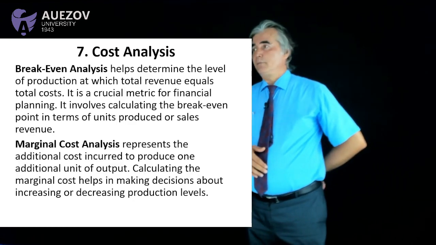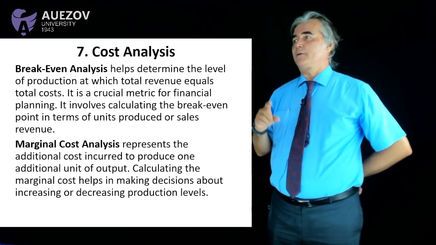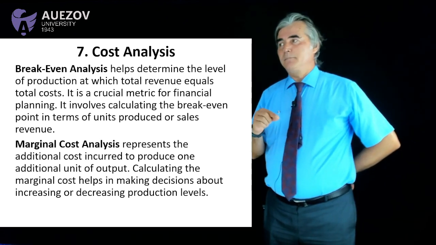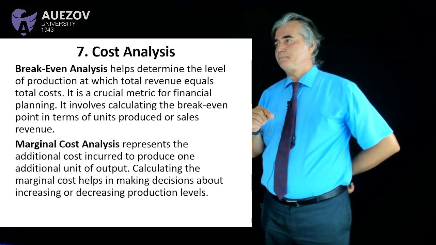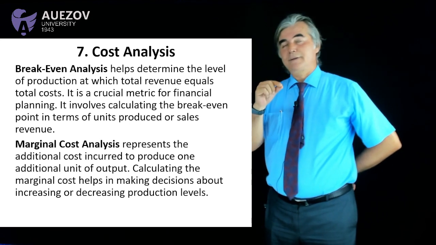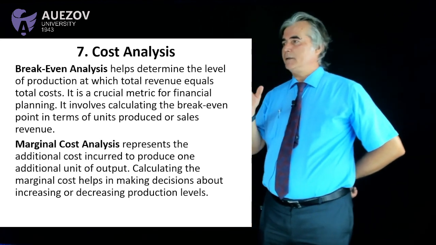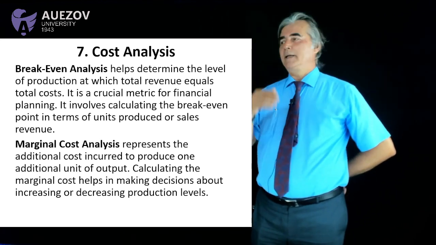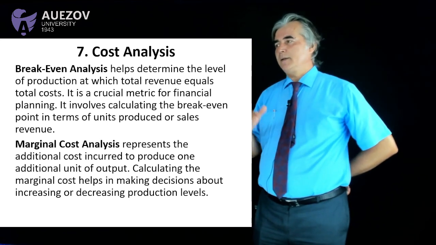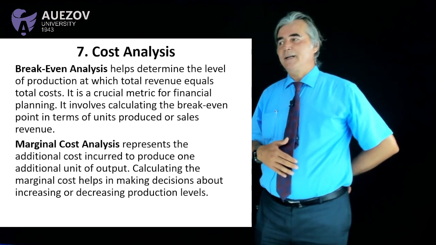Break-even analysis is also important and helps in determining the level of production at which total revenue equals the total cost. It is a crucial metric for financial planning. It involves calculating the break-even point in terms of units produced or sales revenue. Another important item is marginal cost analysis, which represents the additional cost incurred to produce one additional unit of output. Calculating the marginal cost helps in making decisions about increasing or decreasing production level.